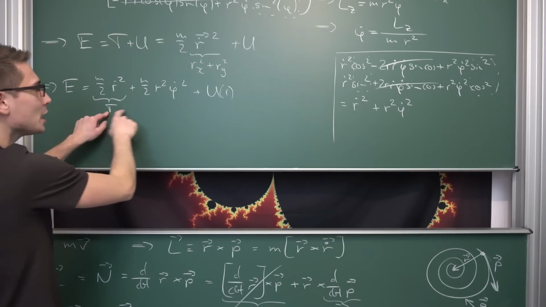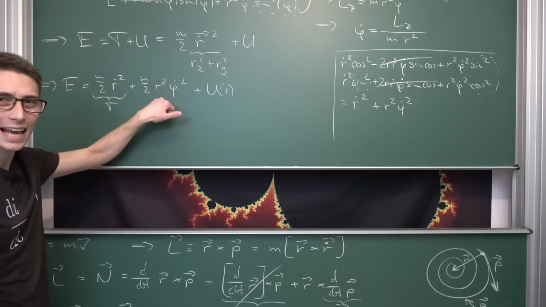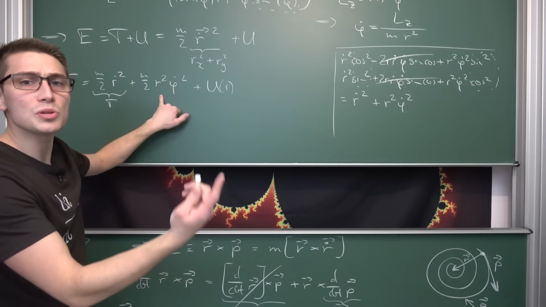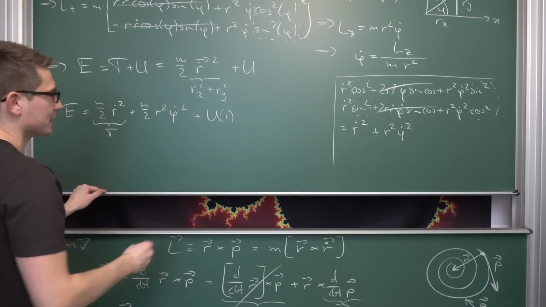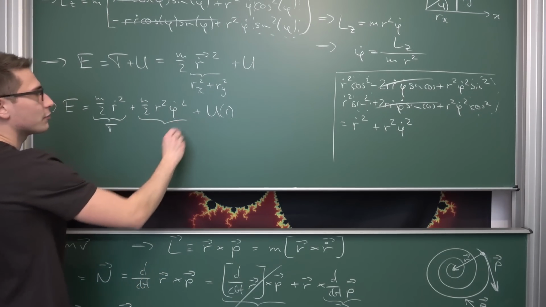So we have a kinetic plus a potential energy, but what is this right here? It's also some kind of energy. I mean, we can only add energies together to get a total energy out yet again. Now what about substituting phi dot?